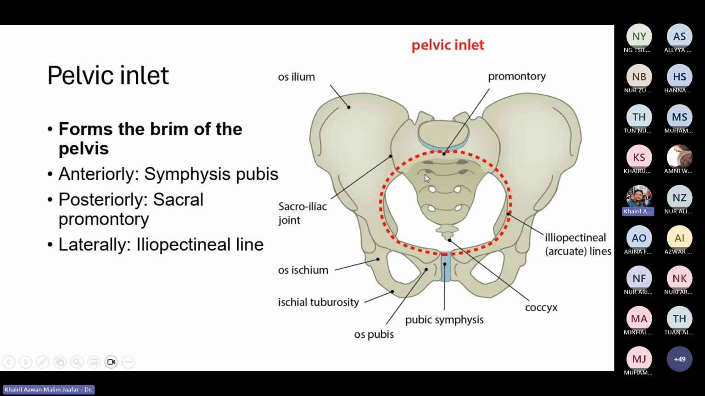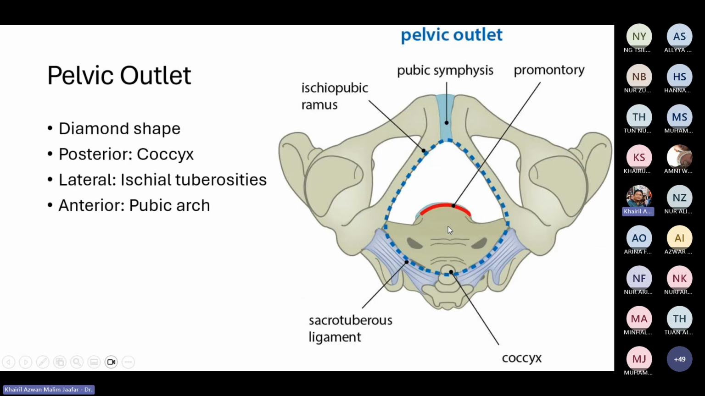So this is the pelvic inlet. The border is the symphysis pubis at the front, sacral promontory at the back, and iliopectineal line at the sides. From the bottom, we have the pelvic outlet, which is diamond shaped, posteriorly bounded by the coccyx, anteriorly by the pubic symphysis, and laterally by the ischial tuberosity or ischiopubic ramus.